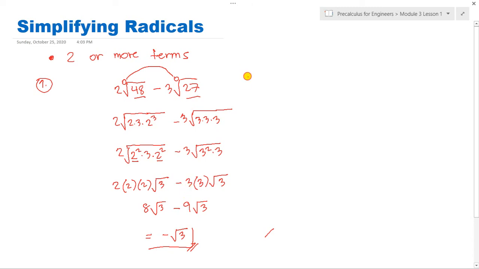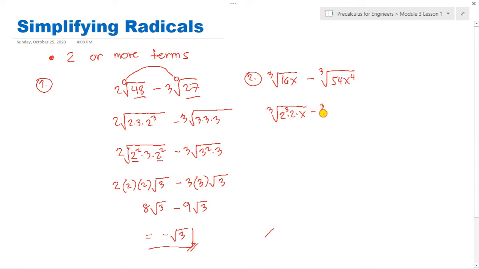How about example number 2? Let's say we have cube root of 16x minus cube root of 54x to the fourth. To make it easier, let's rewrite 16 as a factor of prime numbers. For 16, we have 2 cubed, because 2 cubed is 8, then times 2 is 16. So we have 2 cubed times 2 times x.